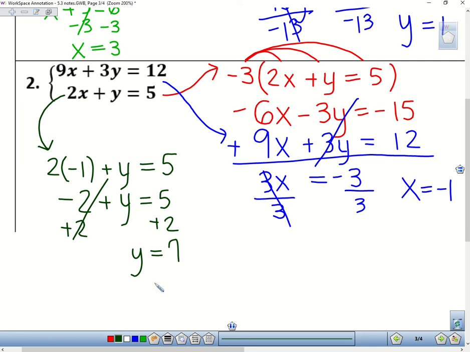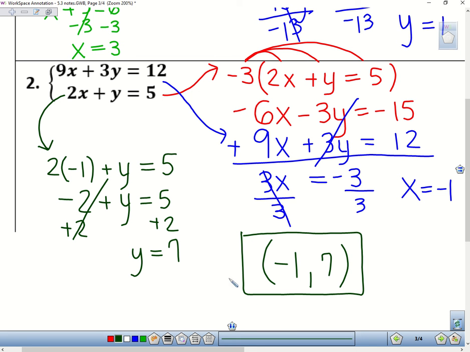Okay? Now I have x and I have y, which is what I want. You always write it x and then y. Just like the alphabet, x comes before y, same thing with math. X comes before y in the ordered pair. So far, does it make sense? Yeah? All right, we got 2 more note questions.